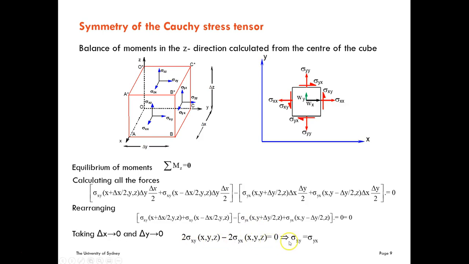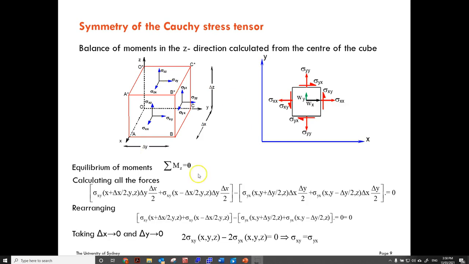Which is equivalent to say that sigma xy is equal to sigma yx. In summary, the balance of moments will result in symmetry in the Cauchy stress tensor. So sigma xy is equal to sigma yx, and this is going to be valid for all the components. This means that the Cauchy stress tensor is symmetric. In summary, the balance of moments results in the symmetry of the Cauchy stress tensor.